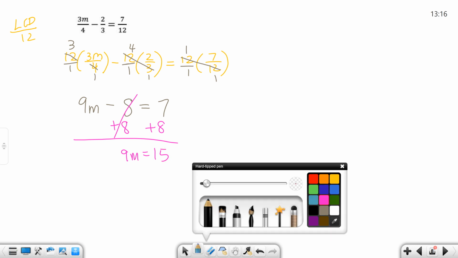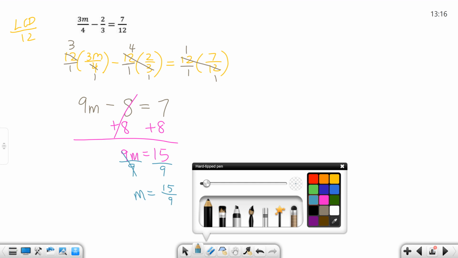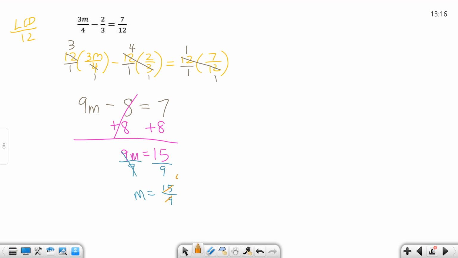And then what do I do? I divide both sides by 9. m equals 15 over 9. And that then simplifies to what? What goes into both those? 3. So it's going to be 5. 3 goes into 15 5 times. 3 goes into 9 3 times. So my m simplifies to what? 5 over 3. Just realized I did an extra step there. I could have said 5 over 3 here, right? So m equals 5 over 3 or 5/3.